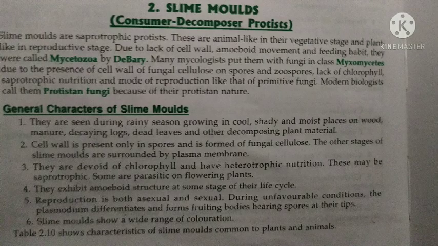Next, my dear students, let us learn about the third group, that is slime molds. These slime molds are basically animal-like in their vegetative phase and plant-like in their reproductive phase. They are found in damp shady places, also in decaying leaves and on old wood. These slime molds prefer moisture, darkness or dim light for their growth.